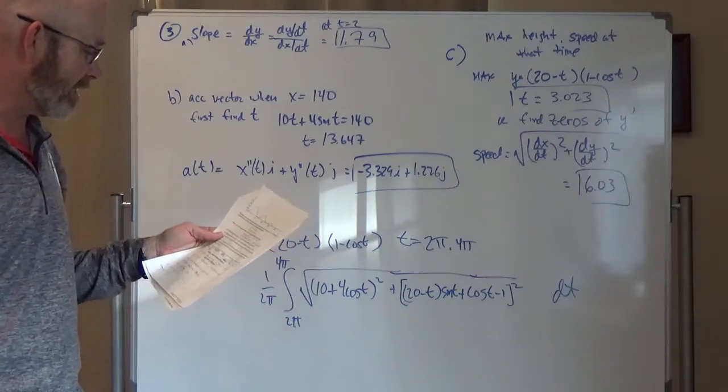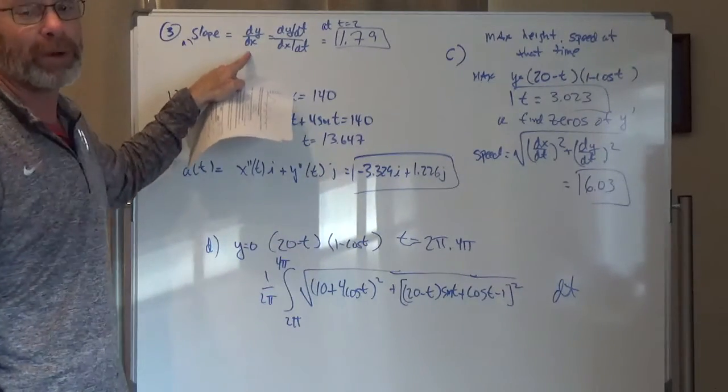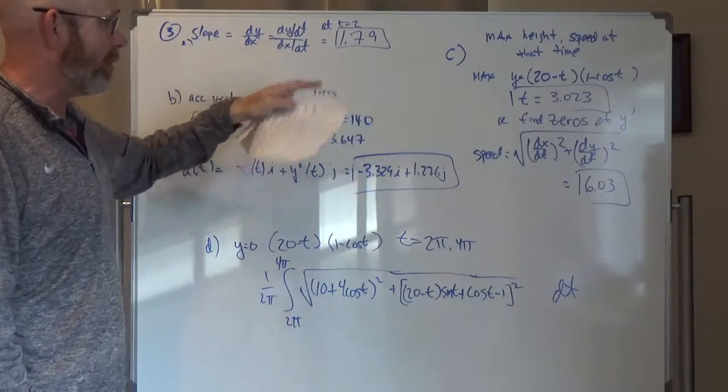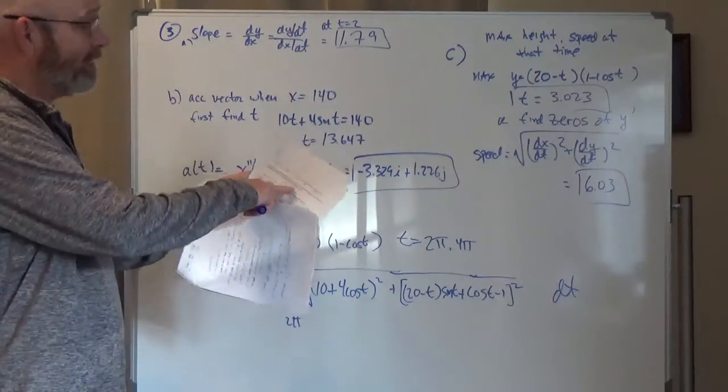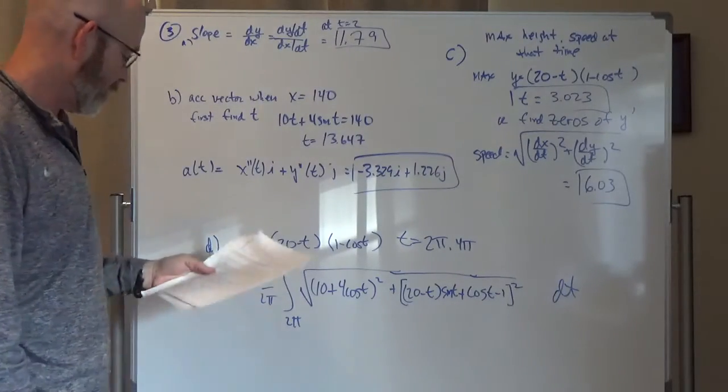So the first question was find the slope at time 2. So slope in parametric is dy dx, which is just dy dt over dx dt. So I didn't write them all down again, but dy dt, dx dt, just plugged in the 2, and I got 1.79 for the slope.